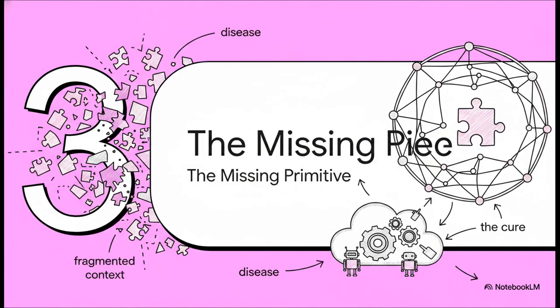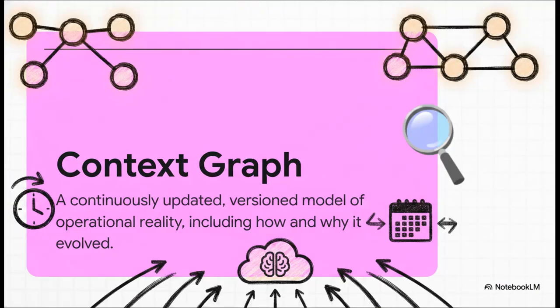So, if fragmented context is the disease, what's the cure? Well, it's not about adding yet another dashboard or tool. It's about introducing a fundamental missing primitive into our entire operational stack. And that primitive is the context graph. Okay, let's break this down because it's important.